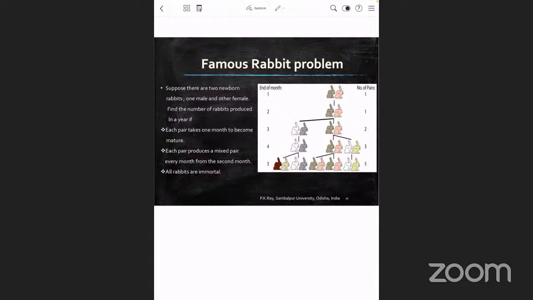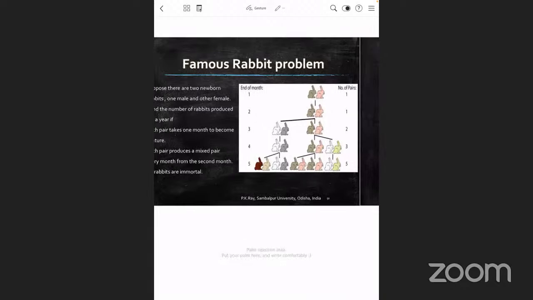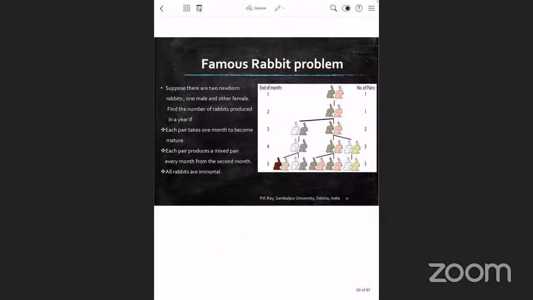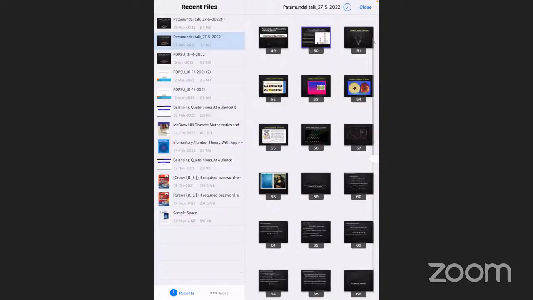And one most important thing, during this process, after 1 year, how many rabbits will we get? During this process, no rabbits die, meaning all rabbits are immortal. So that is our condition. These are the conditions posed by the famous mathematician Leonardo Pisa, better known as Fibonacci.